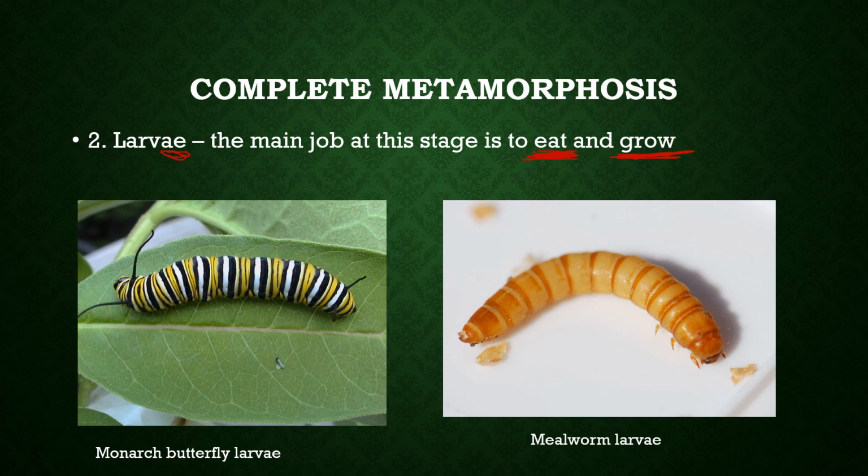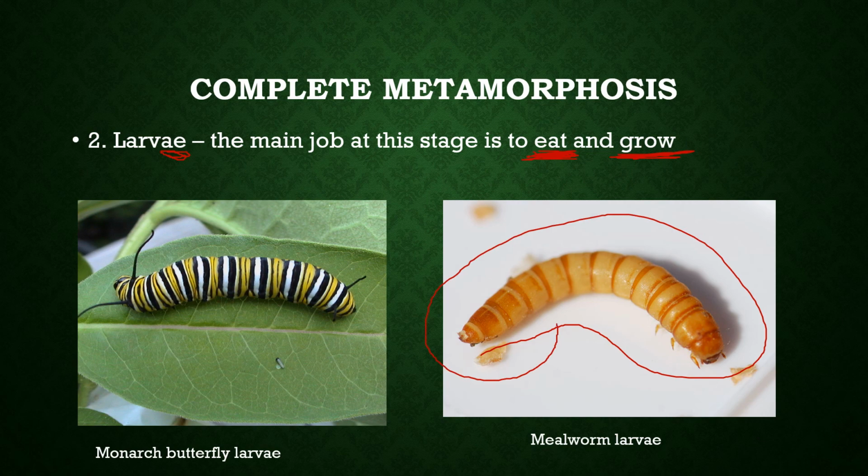The larva stage, their main job is to eat and grow. If you've read the book Hungry, Hungry Caterpillar, where the caterpillar just eats and eats and eats, that's where this comes from, okay? Over here we have an example of the monarch butterfly larva. You would see it and probably call it a caterpillar, hence the book Hungry, Hungry Caterpillar. But really all they do is eat, and then when they get too big, they molt, shed their skin, get a little bit bigger, etc. Another example on the right side picture is a mealworm larva, okay?